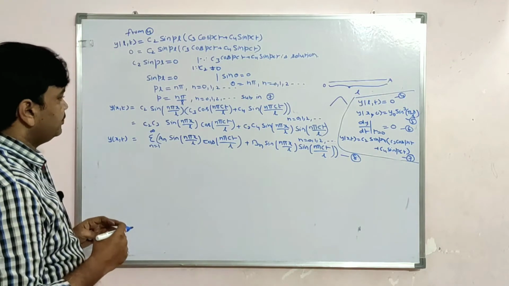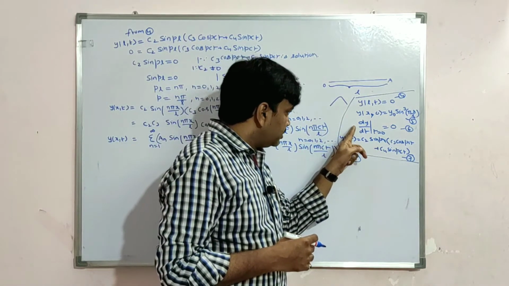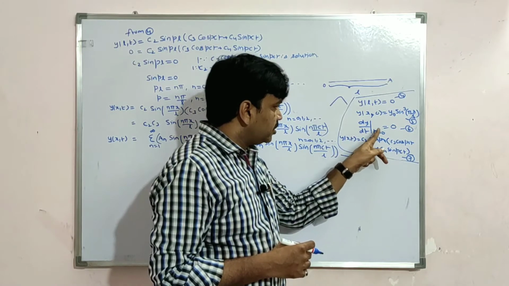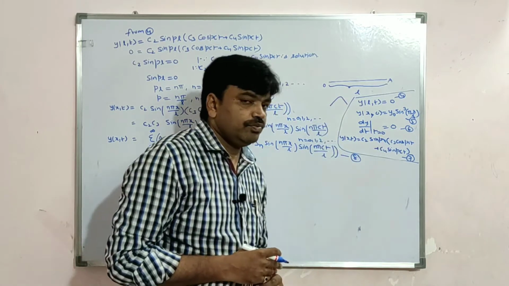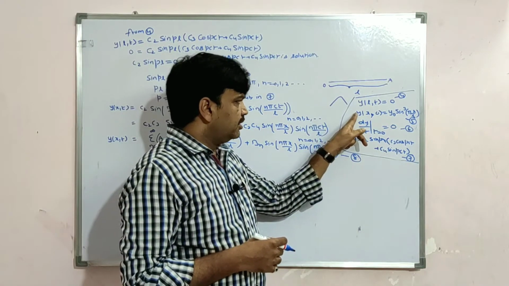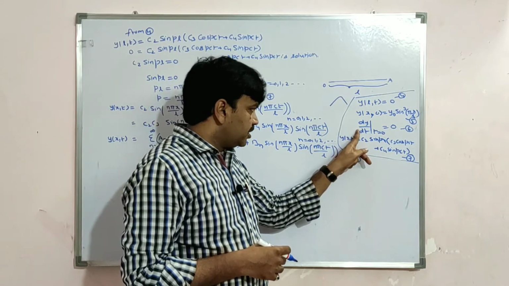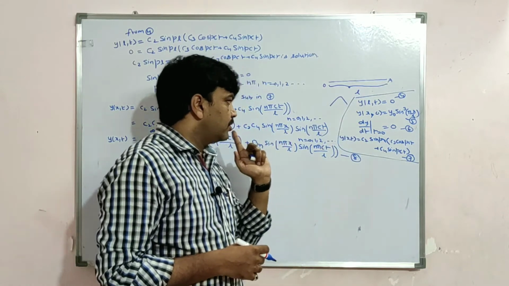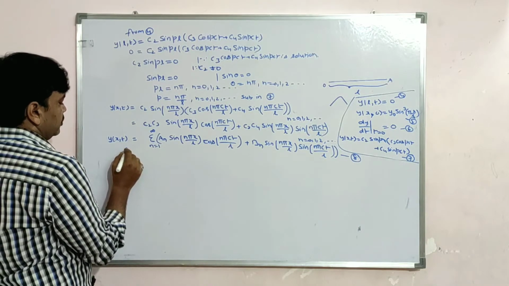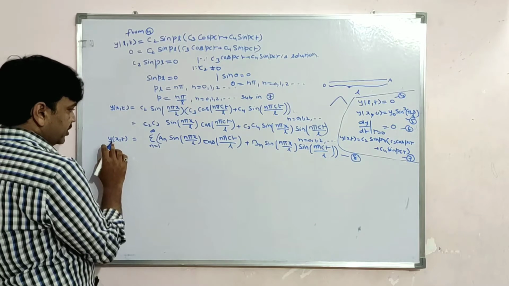Right students, now I want to apply this condition. What is the condition? dy/dt at t = 0 is equal to 0. Generally we apply this condition, but I want to apply this condition instead of this. So before going to equation 6, I want to differentiate the solution.